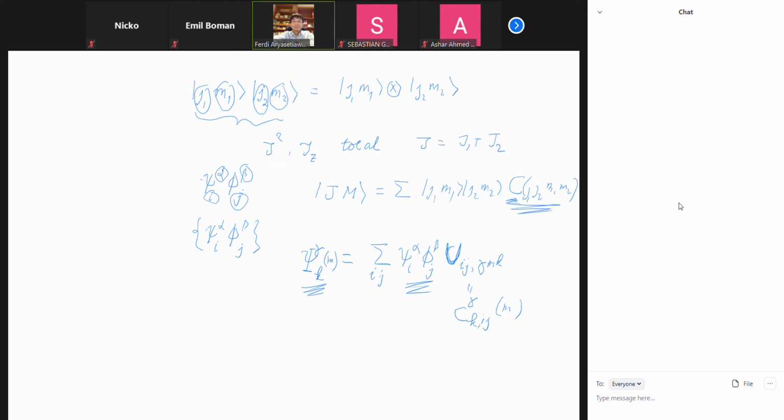Okay, and these Clebsch-Gordan coefficients are usually normalized. So when we sum over i j, take this thing here, this is equal to 1. But that's just a convention, so we normalize it. Actually, in angular momentum theory, these Clebsch-Gordan coefficients are chosen to be real. And it's also unitary. So C is unitary.